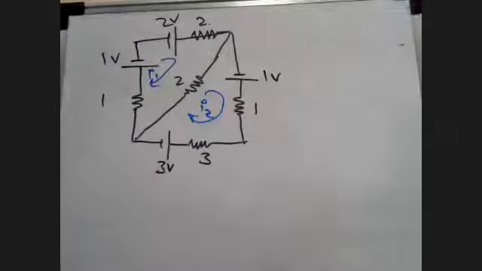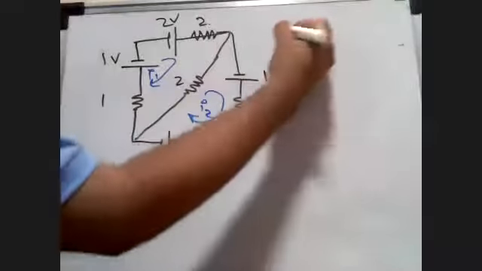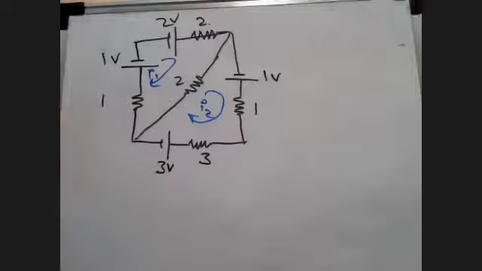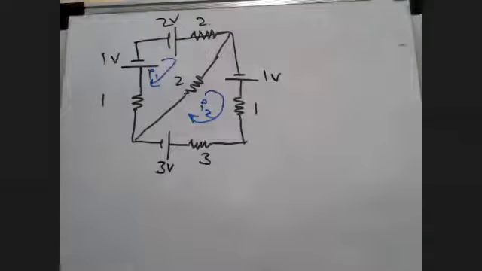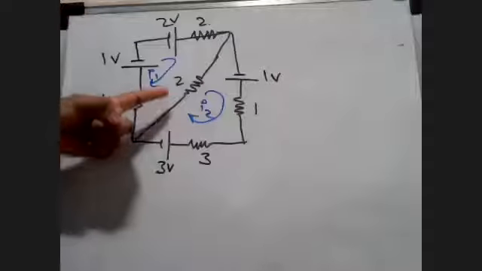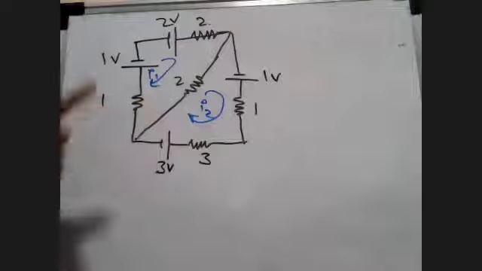Let's look at loop 1. Can I start from 1? Tell me my equation. Minus I1. Then minus 1. Then plus 2. Then minus 2 I1. Then minus I1 minus I2. Yeah, good answer. So I will write that.